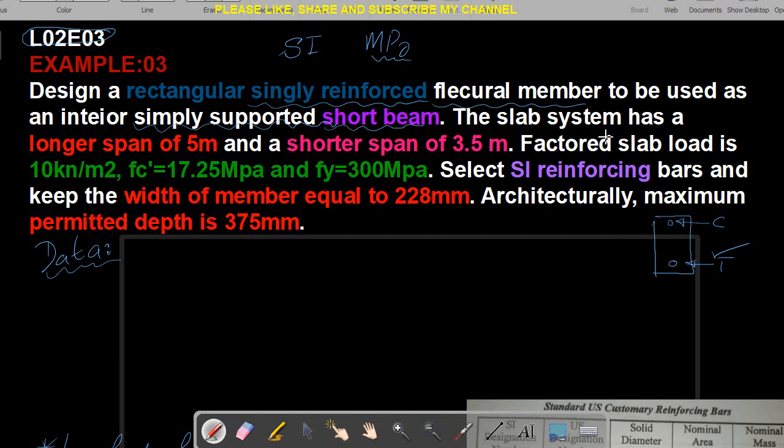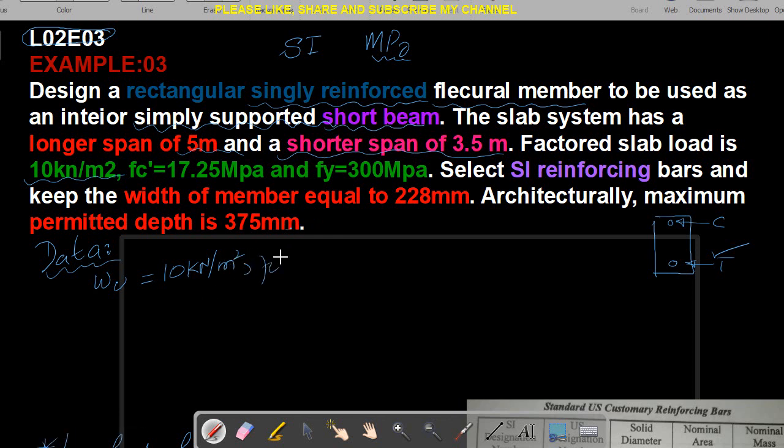I will explain this. The slab system has a longer span of 5 meter and a shorter span of 3.5 meter, right? Factored slab load is 10 kilonewton per square meter. This is important. Factored means this is all about WU, which is 10 kilonewton per square meter, right? We don't need to multiply the factors. Factored load is already given to us, and this includes the service live load and dead load, right?